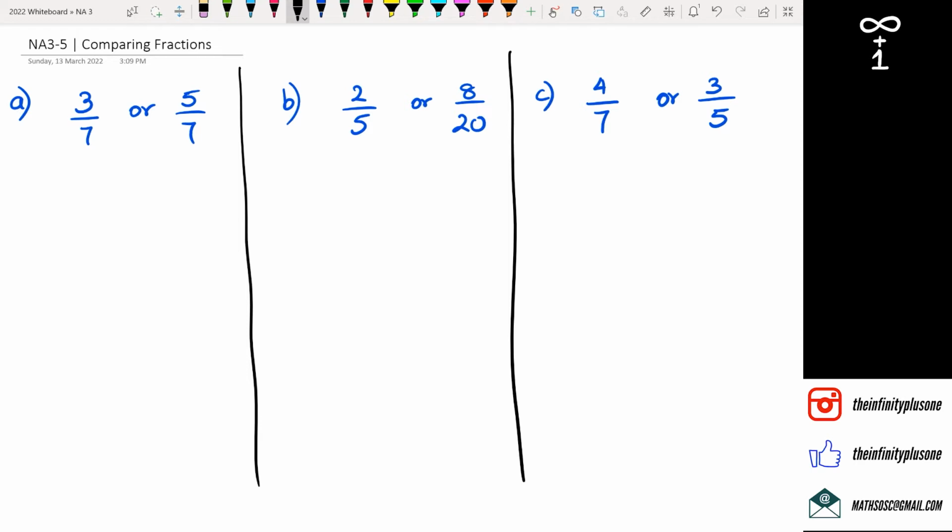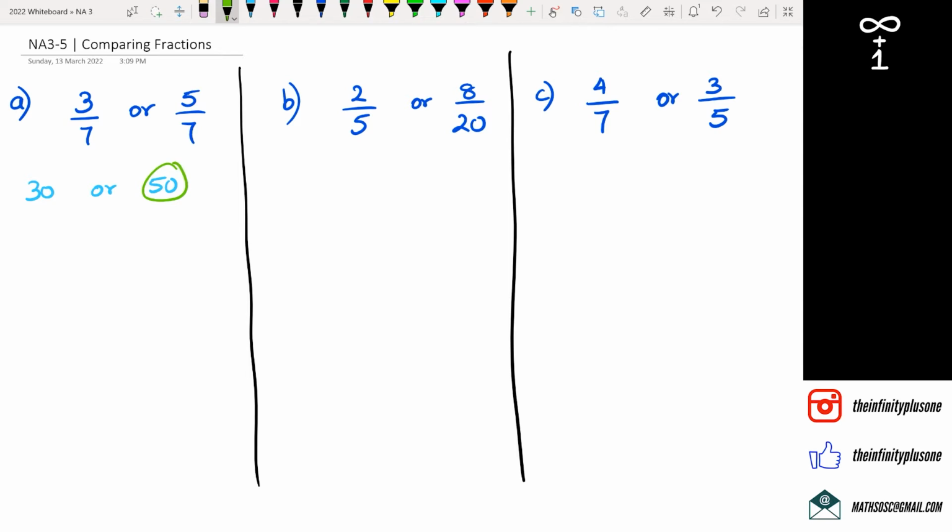Looking at the first question, this is question A. We've got 3/7 or 5/7 and you're trying to figure out which one is actually bigger. And for us to do this, I'm going to go back a little bit into just numbers. I'm going to ask you this question first. So I'm going to use a different color here. If I ask you what is bigger, 30 or 50, you would say it's 50, all right?